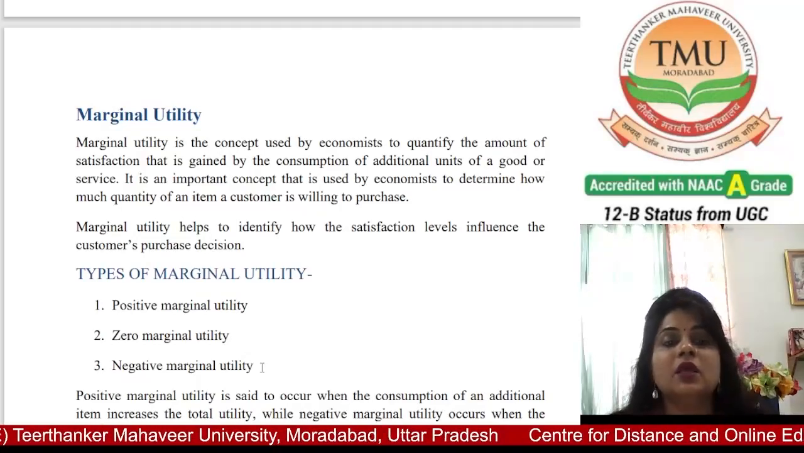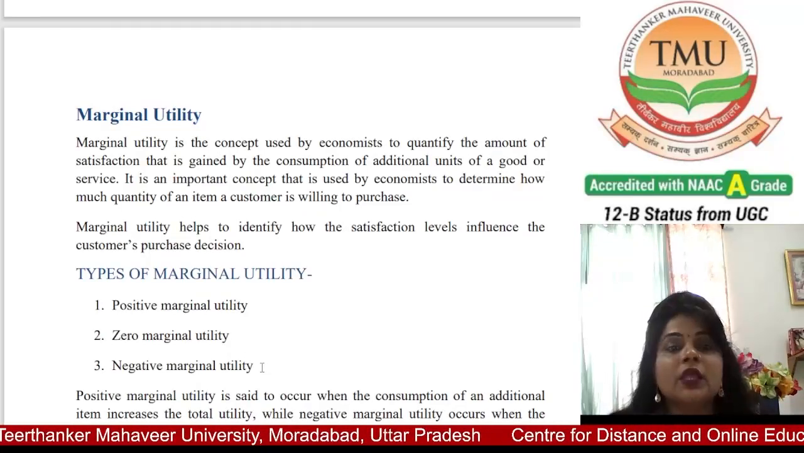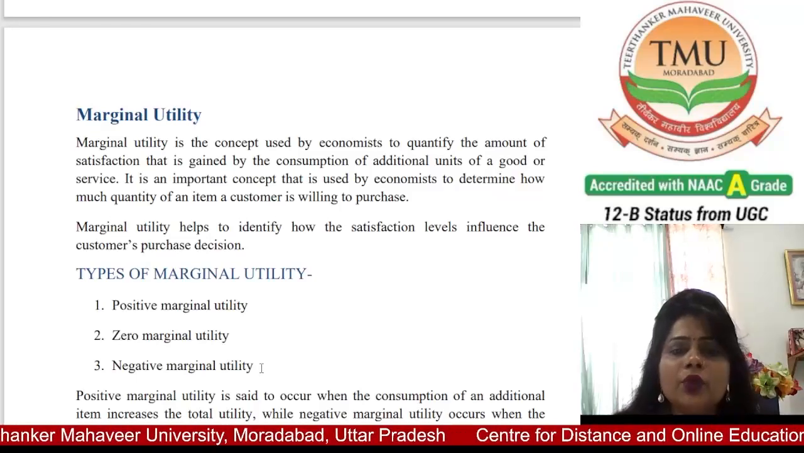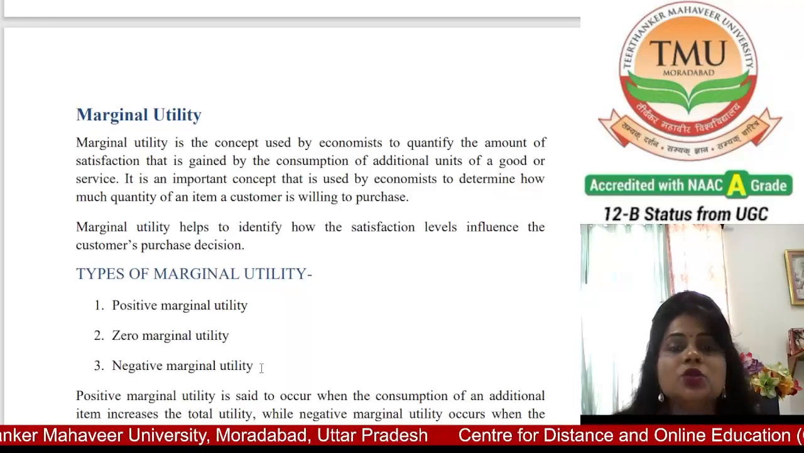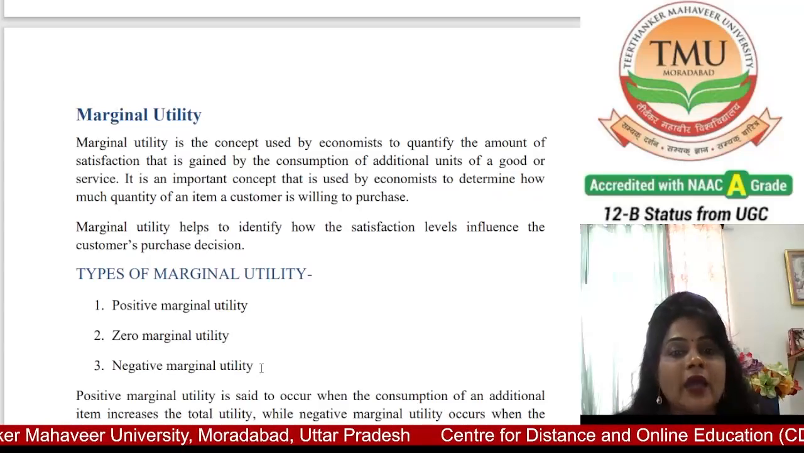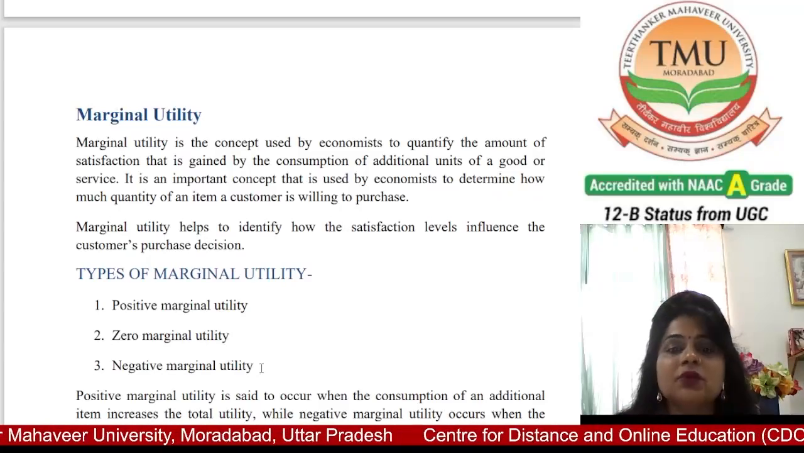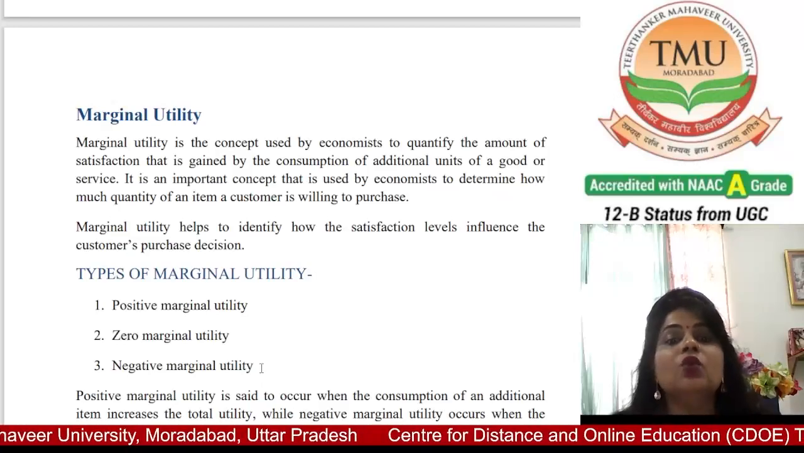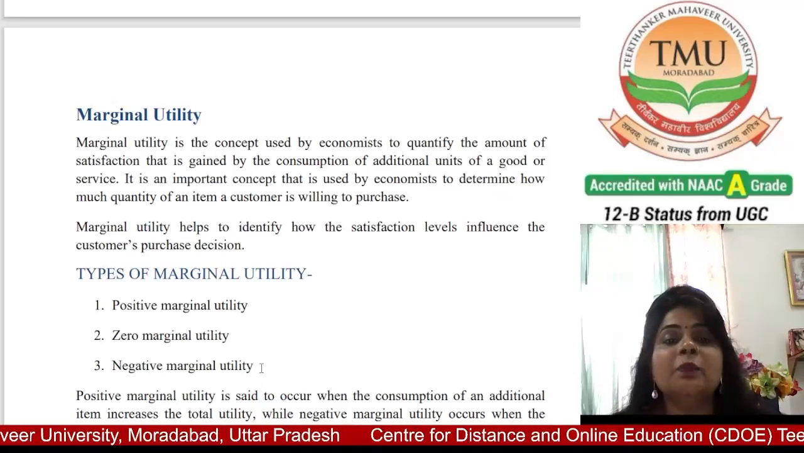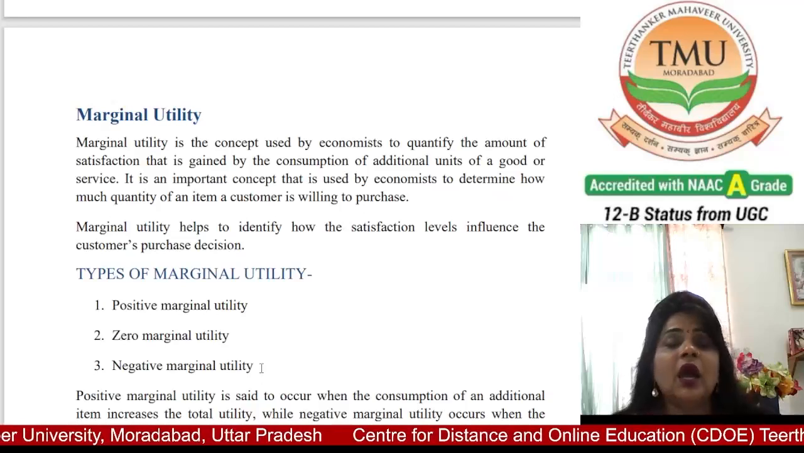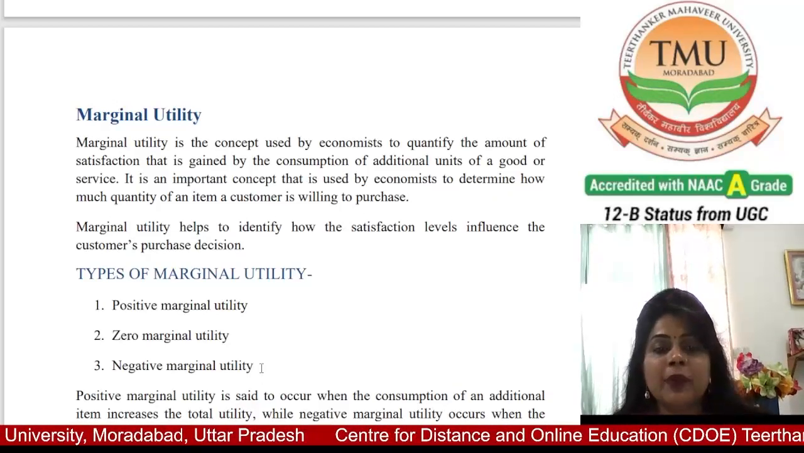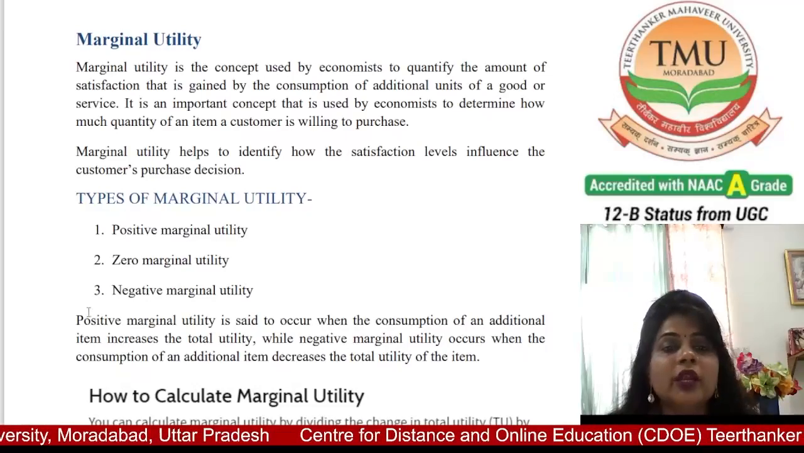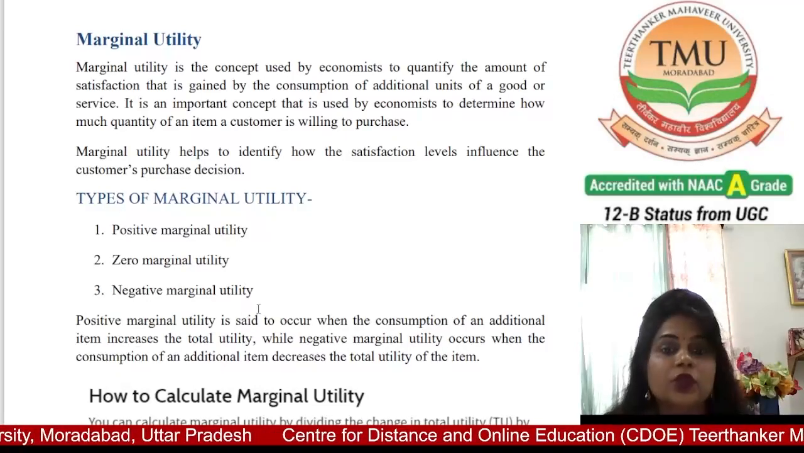Now, what is negative marginal utility? Negative marginal utility is where you have too much of an item, so consuming more is actually harmful. For example, the fourth slice of cake might even make you sick after eating three pieces of cake. I think you have completely understood what positive marginal utility, zero marginal utility, and negative marginal utility are.